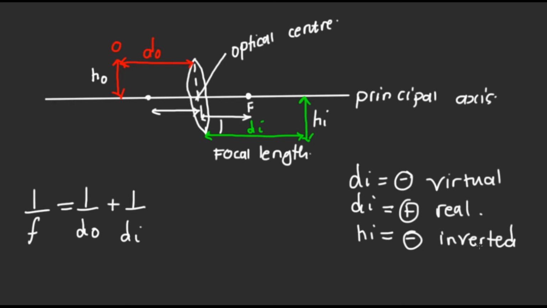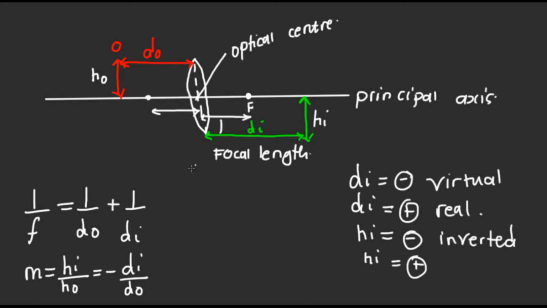If the height of an image is negative, then it means that the image is inverted. What do we mean by inverted? Inverted simply means that the image is facing upside down. You need to remember that. But in a case where the height of an image is positive, then this means that the image is facing upright. Then the second formula is magnification, which is equal to height of an image divided by height of an object, which is equal to negative DI divided by positive DO.